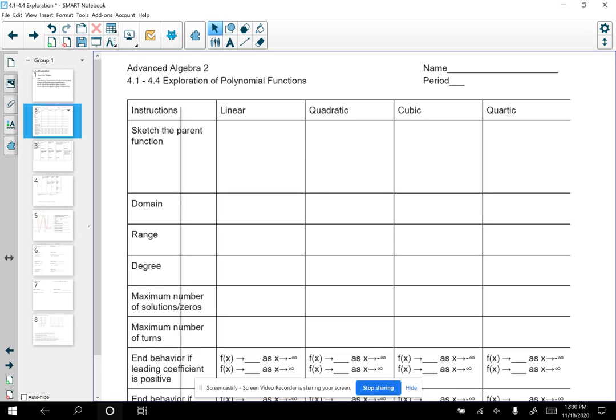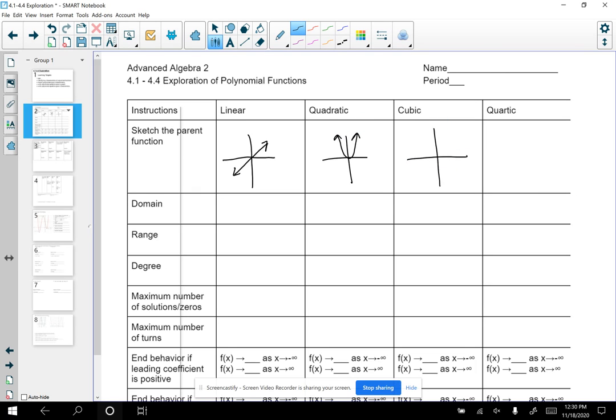So this worksheet starts with a review of parent functions. If you remember, the linear parent function is just the line y equals x. Quadratic, we have x squared. And then these are the new ones. Cubic, x to the third, right? With that inflection point at 0. And quartic is x to the fourth with those repeated zeros hitting the x-axis.